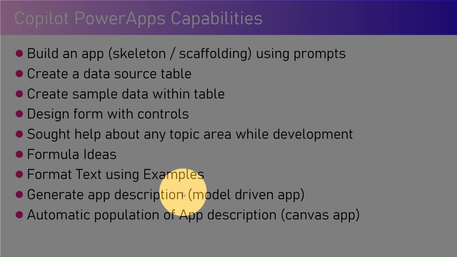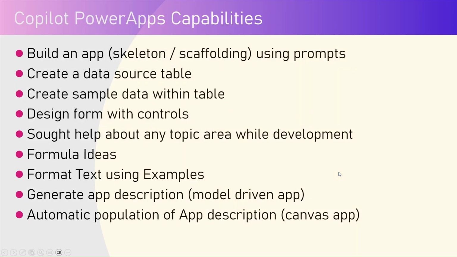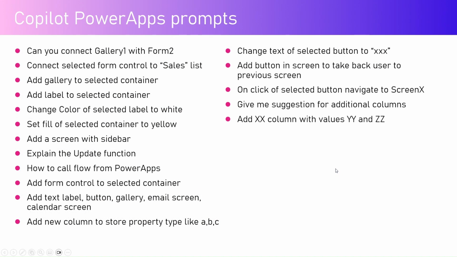So in model driven app, you can actually generate the app description. So AI will automatically generate app description for your app. And for Canvas app, once you save and publish the app, and if you do not put anything in the description, then it will automatically populate the app description. So there are some prompts which I have used. So I documented that over here.